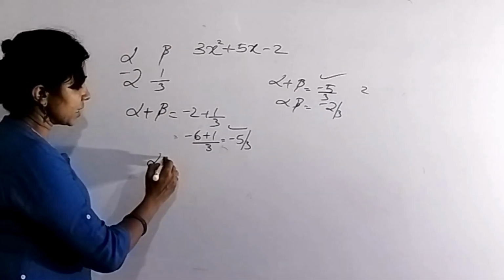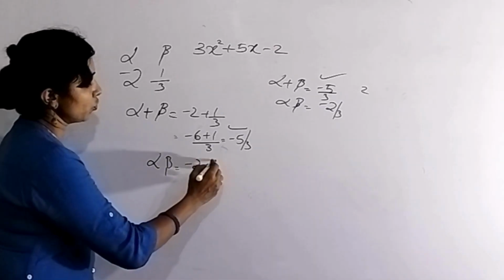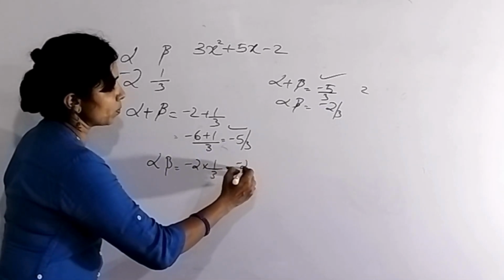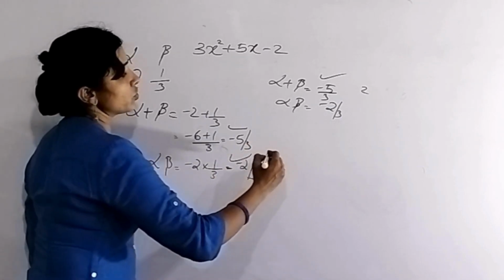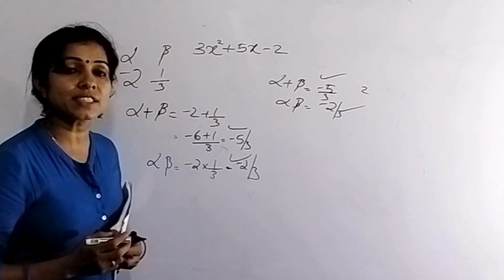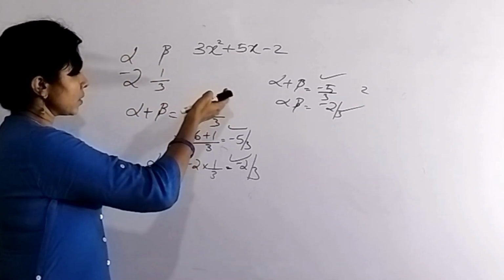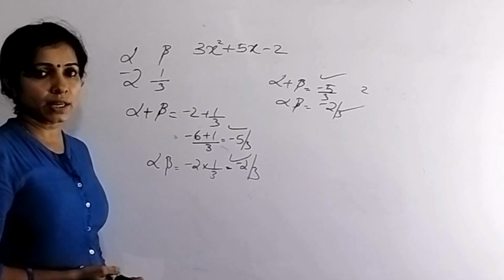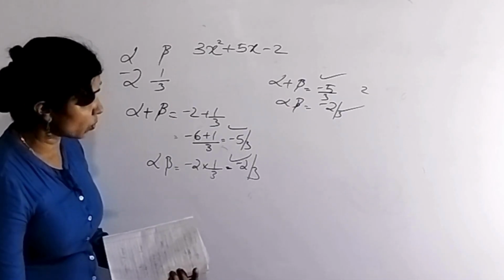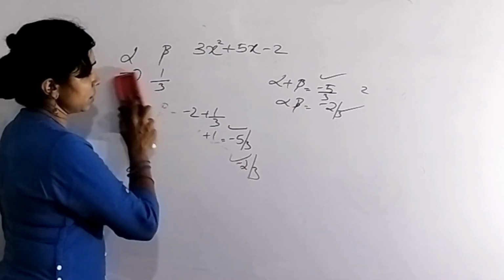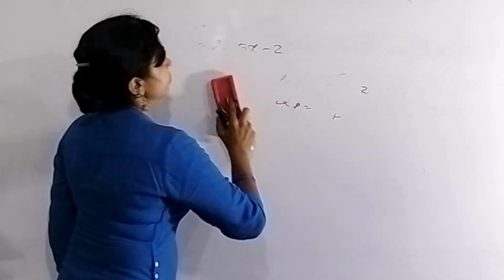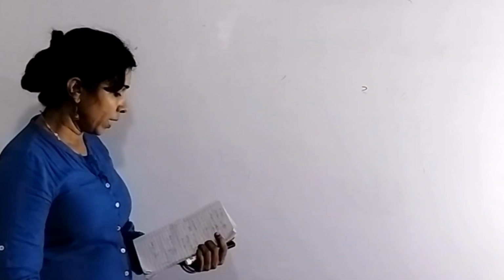And alpha beta is equal to minus 2 into 1 by 3, that is minus 2 by 3. So clear? This is also correct. So this is the relation between the zeros and the coefficients of the quadratic polynomial. Clear? Now we can go through another equation also, then it will be more clear for you.